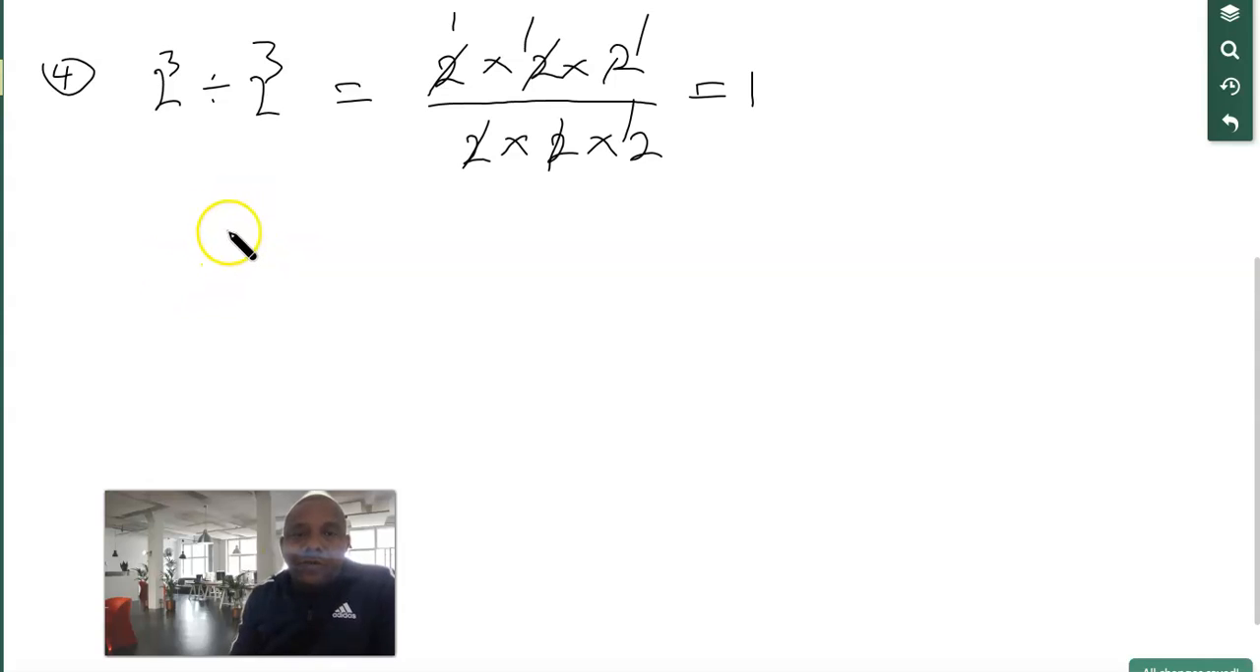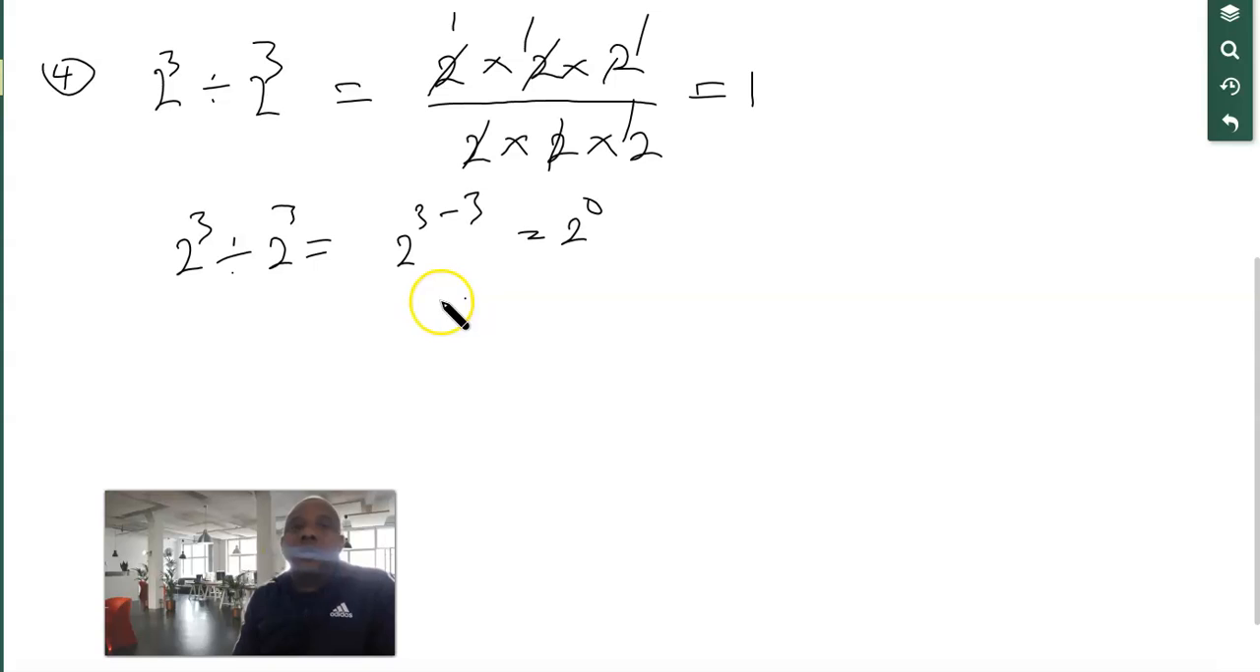But also by the law of indices, we know that 2 raised to 3 divided by 2 raised to 3 is equal to 2 raised to 3 minus 3, which is equal to 2 raised to 0. So when you use the law of indices here, we'll get 2 raised to 0, and when you do it the other way, you get 1. Which means 2 raised to 0 is the same thing as 1, because the answer gives us two answers. So anything raised to 0 is 1. That's the fourth law.